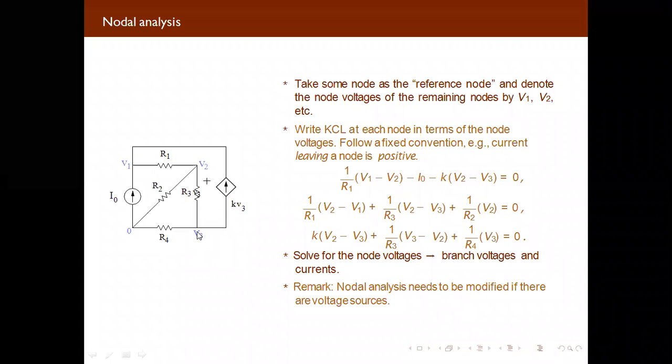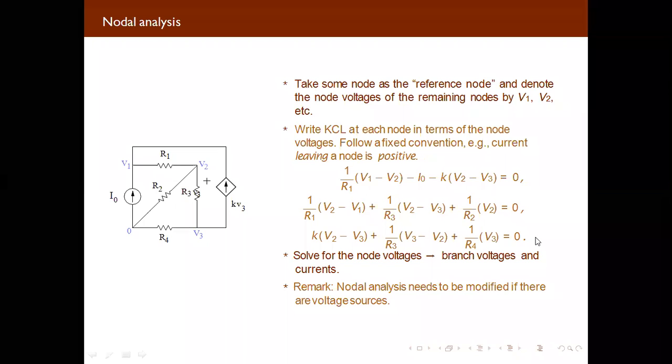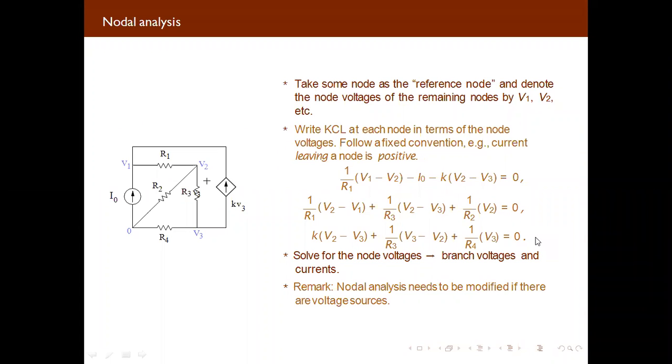You will get this value. Again, if you are solving for V3, you can see V3 is connected with this R3 and with R4. So you will get the equation: minus I0, V2 minus V3, plus V3 minus V2 upon R3 plus V3 by R4 equal to 0. So here we have finished node analysis.